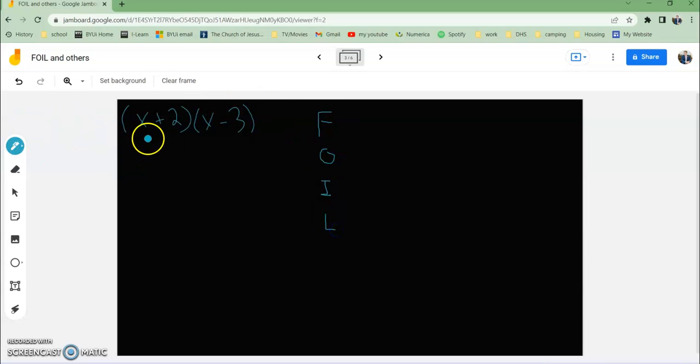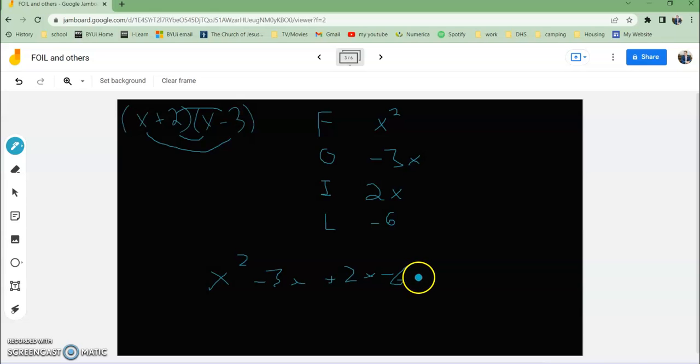So the first in this case would be x times x, so x squared. The outers would be the negative 3 times x, so negative 3x. The inners would be 2 and x, so 2x. And the last ones will be 2 times negative 3, which is negative 6. Then you add those all together, and that's what's going to be expanded. x squared minus 3x plus 2x minus 6. That's how you do it with FOIL.